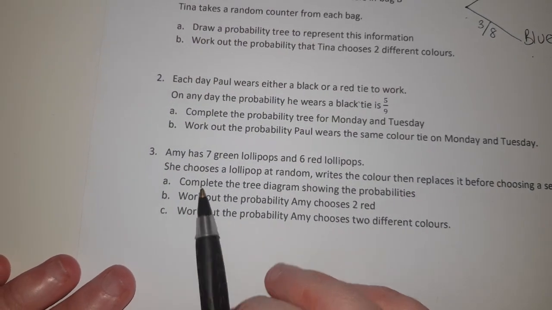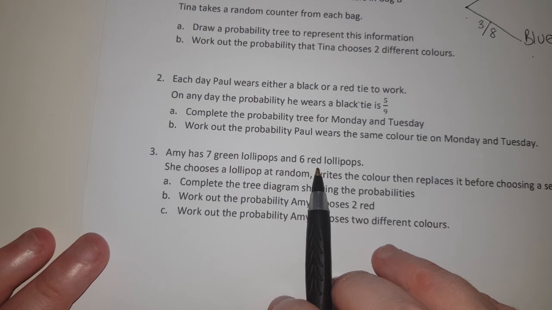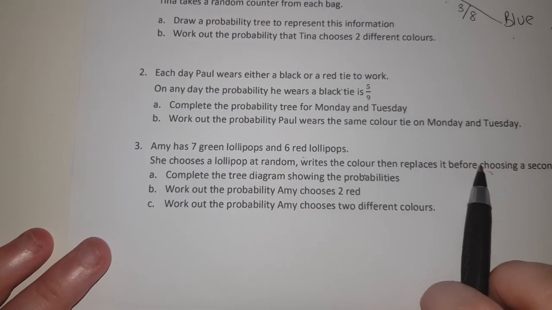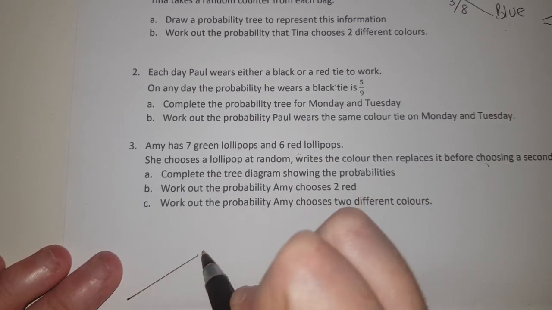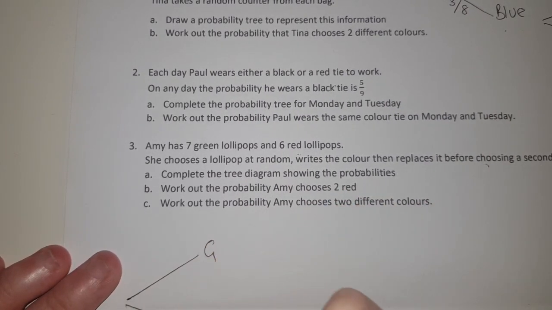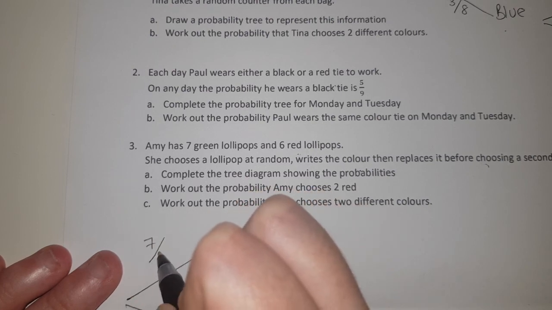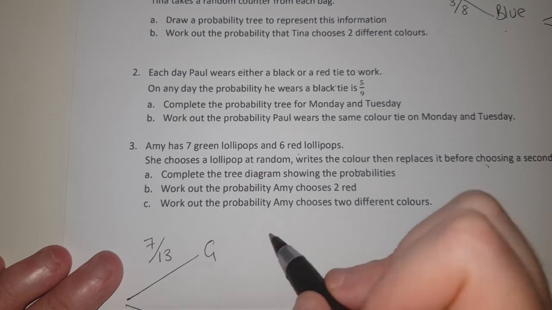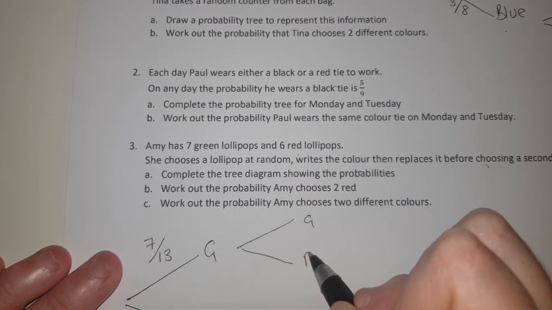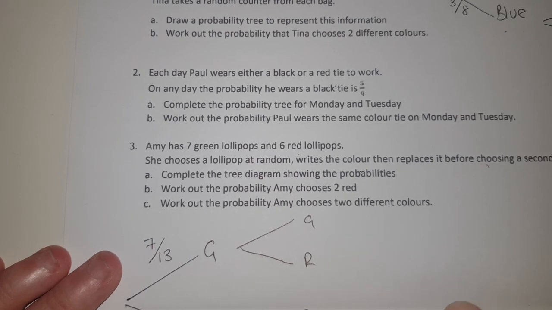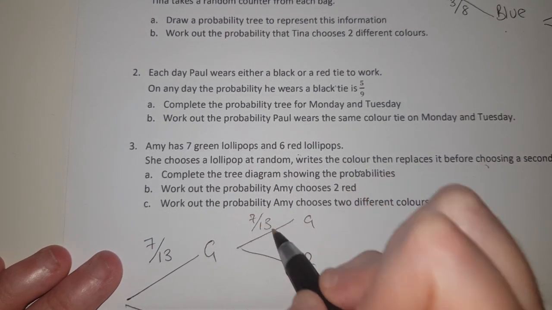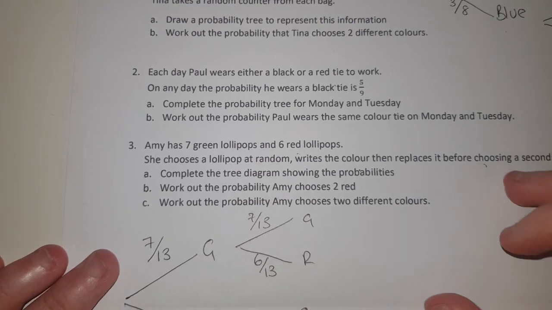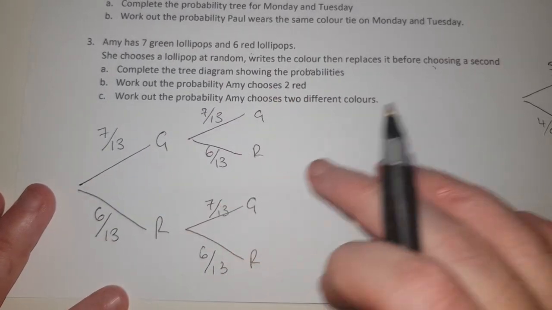Right, last one. Amy has 7 green lollipops and 6 red lollipops. She's going to choose one at random, write the colour down, and then replace it before choosing a second. That means we've got green and red. Green is 7 out of 13 lollipops. Red is 6 out of 13 lollipops. Because she's choosing them and then putting them back before choosing the second one, none of the probabilities are going to change, so it stays the same all the way through the question. Remember, that gets you 2 marks at GCSE just for being able to draw that out correctly.